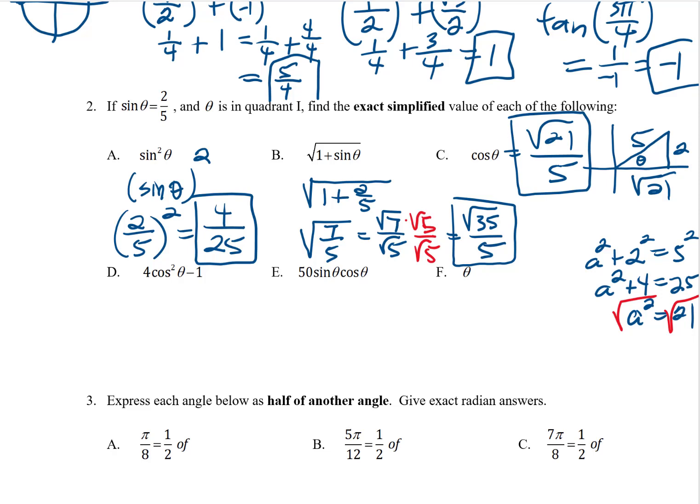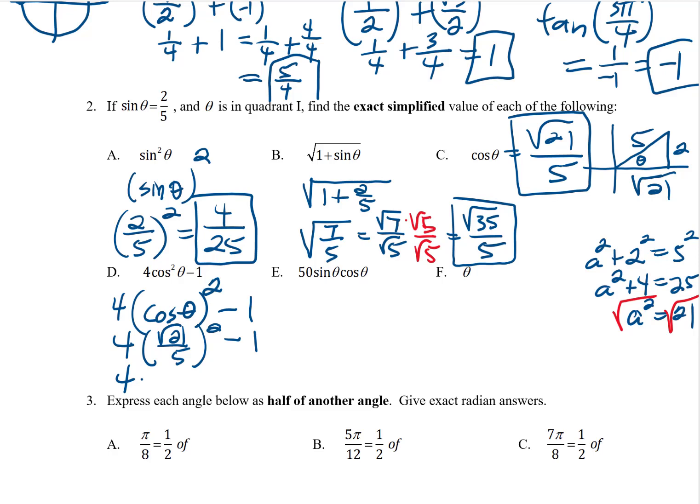Part D, 4 cosine squared theta minus 1. Well, now that I know cosine theta, I can simply substitute that in. It might help me to write this the long way, just to remind myself what it is that I'm actually squaring. I'm squaring the cosine ratio, which was root 21 over 5. So that's what's being squared. I'll square it, I'll multiply it by 4, and then I'll subtract that 1.